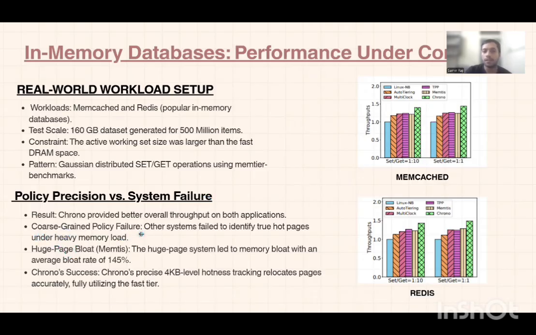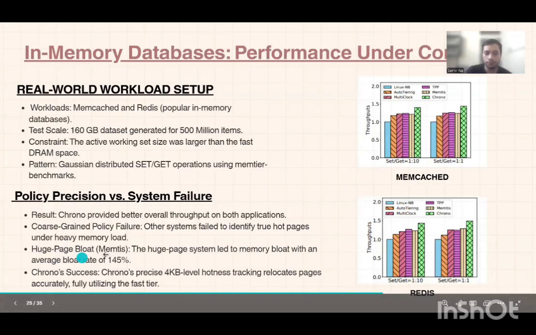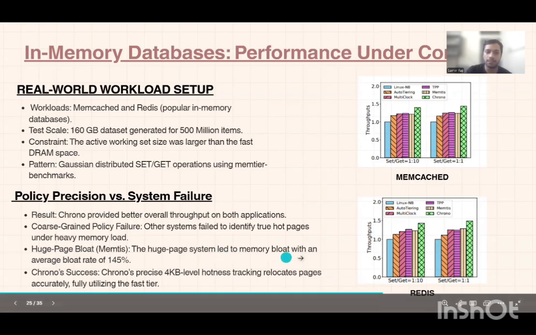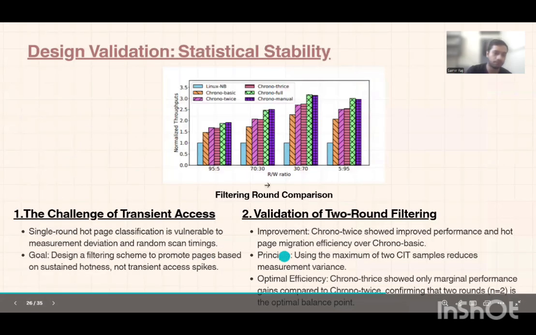Other systems did not have a high frequency resolution for traffic. The second major problem was huge page bloat. Other processes like Memtis use 2 MB page granularity, which leads to high page size, leading to memory bloat.